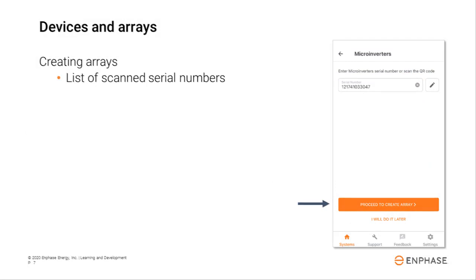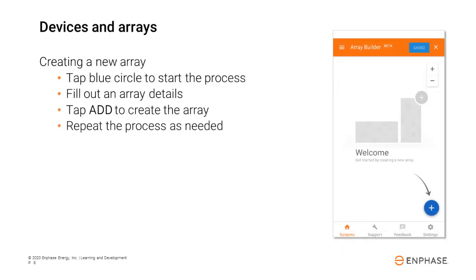Once scanning has been completed, you'll see a list of scanned serial numbers. Since we only had one microinverter, that's what we see here. Next, we can create an array, or we can wait and do it later. Let's go ahead and create the array now, and then place the serial numbers in the correct locations. Create a new array by tapping the blue plus button in the bottom right.